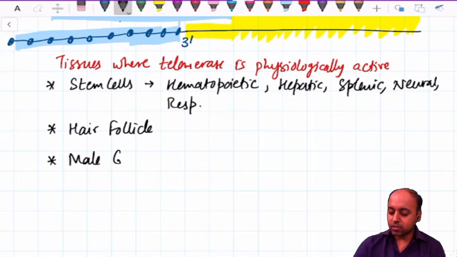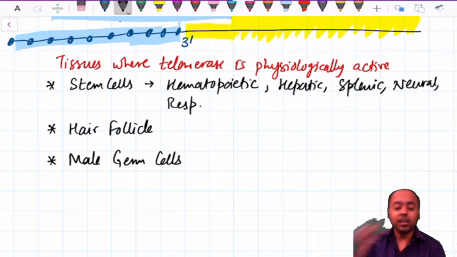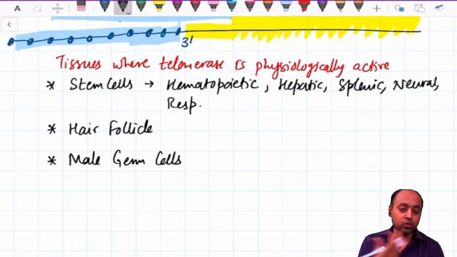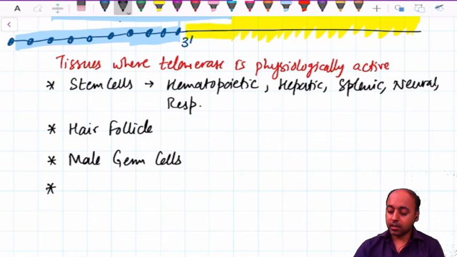The male germ cells. Please note, not the female germ cells, the male germ cells. Why? The female are born with a full complement of oocytes. In the lifetime, the meiosis does not occur, so they don't require the telomerase. And the epithelium of skin and GIT, they are also continuously growing.